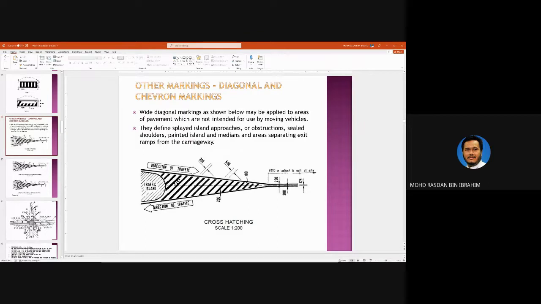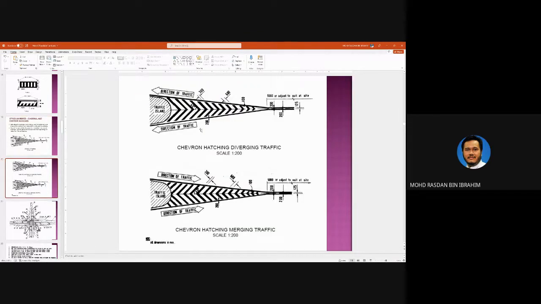Okay. And for chevron markings, the arrow should always be against the direction of traffic. So the direction of traffic is this way, so the arrow is pointing the other way. Similarly for this part, to the other end, the direction of traffic is to the right here, the arrow of the chevron is pointing to the other side.